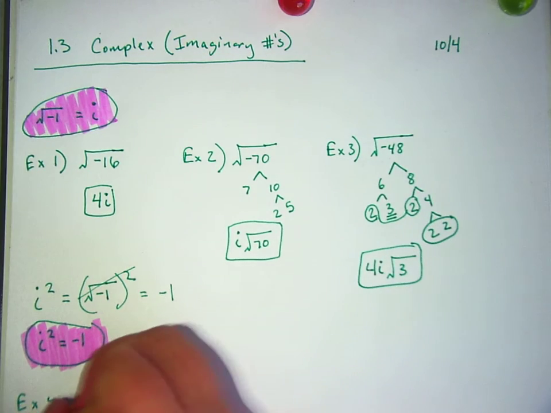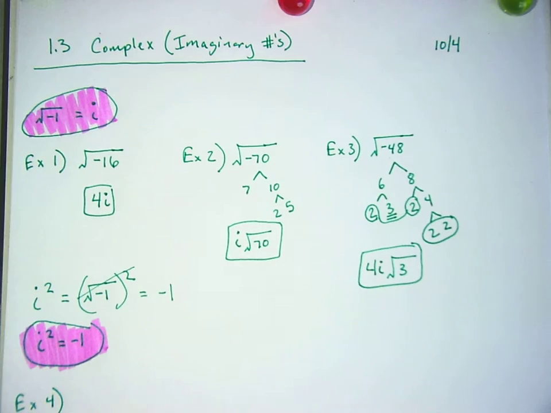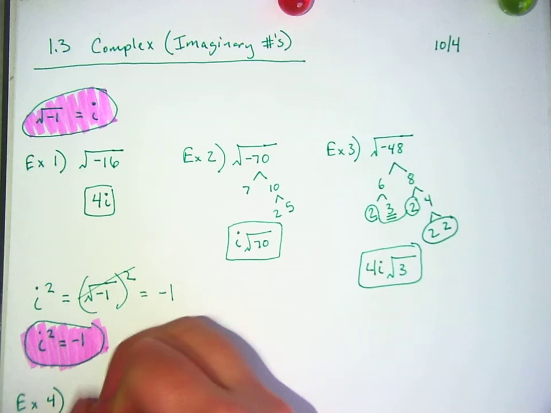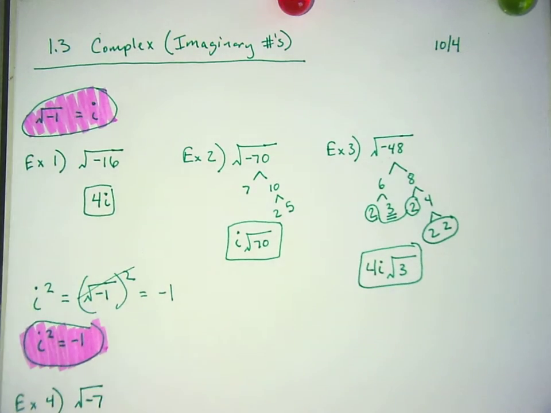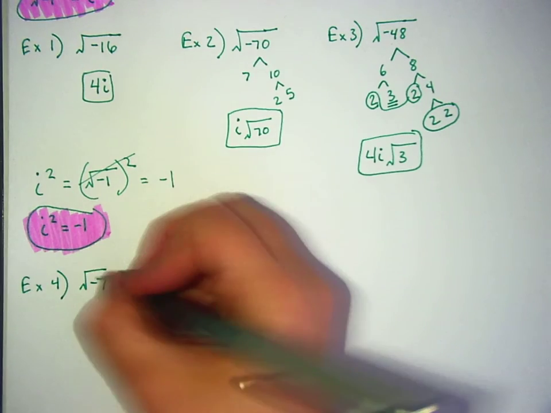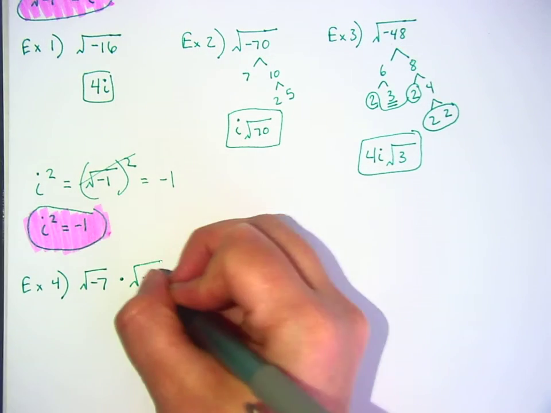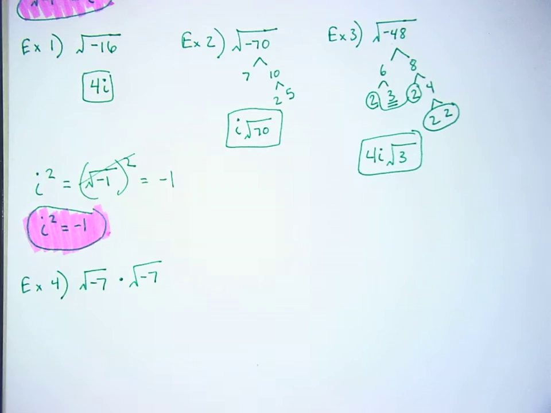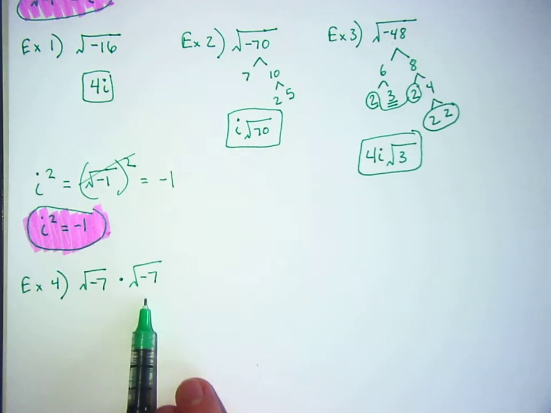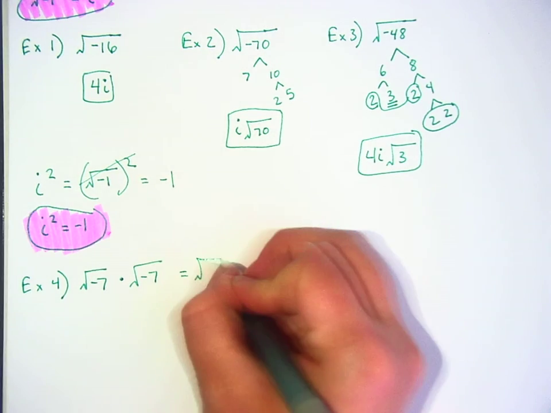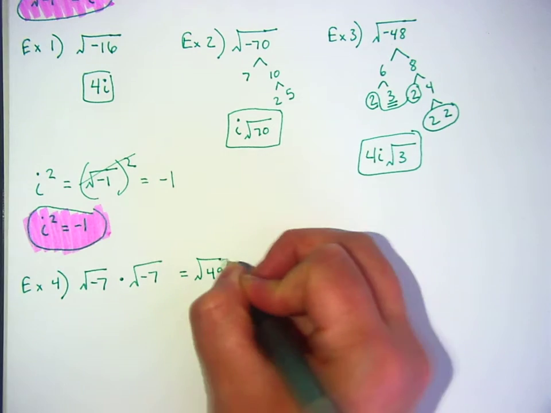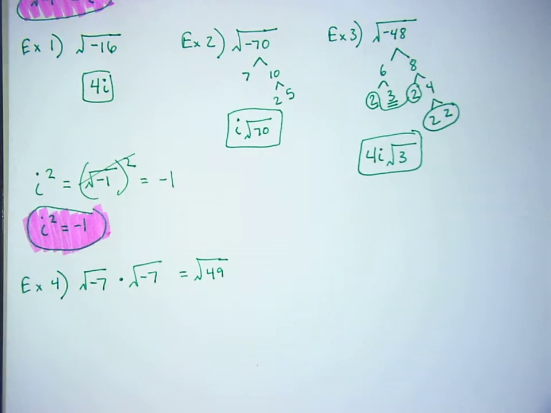Example 4. All right, do you guys know the properties of square roots? What if you have the square root of -7 times the square root of -7? Do you guys know what you can do with the stuff on the inside if you're multiplying the square roots together? Yeah, you can multiply them on the inside too. So the square root of -7 times the square root of -7 is the square root of a positive 49, because a -7 times a -7 is a positive 49.